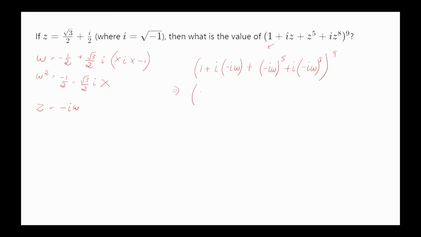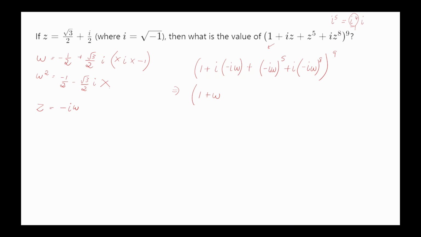So from here I'll have 1. This would become iota into iota minus 1 into minus 1 plus 1. So this would become plus omega. Here I would have a minus sign outside, iota to the power 5. What is iota to the power 5? It is going to be iota to the power 4 into iota. This is simply 1, so this would become iota. So this is going to be iota as it is.